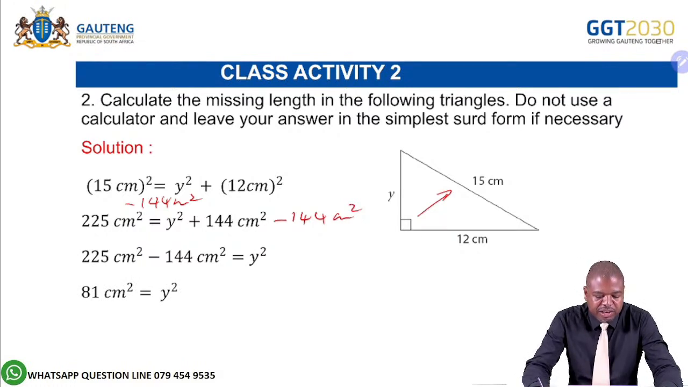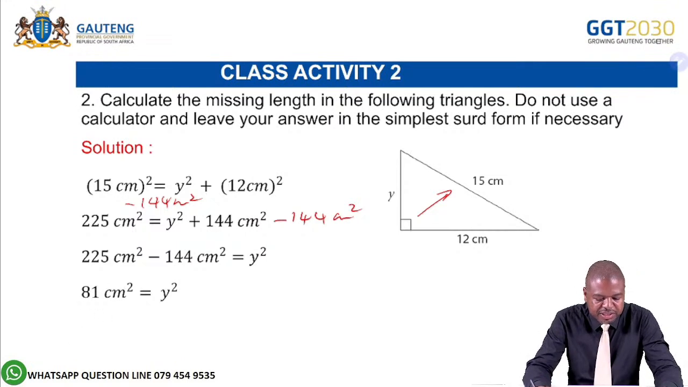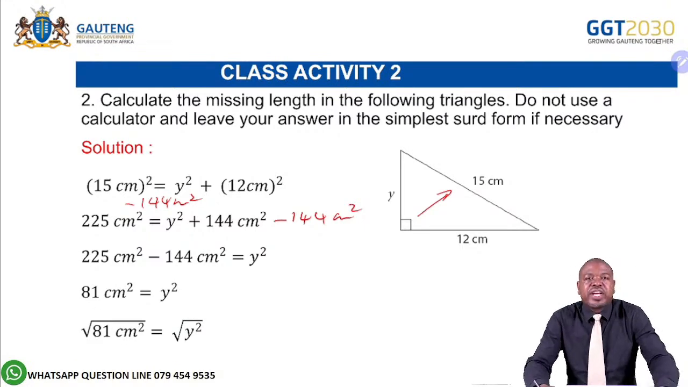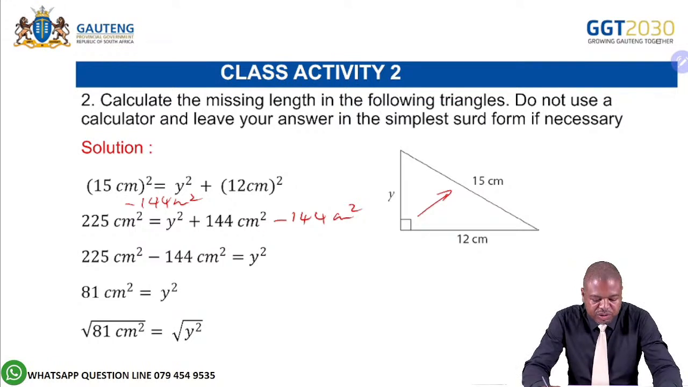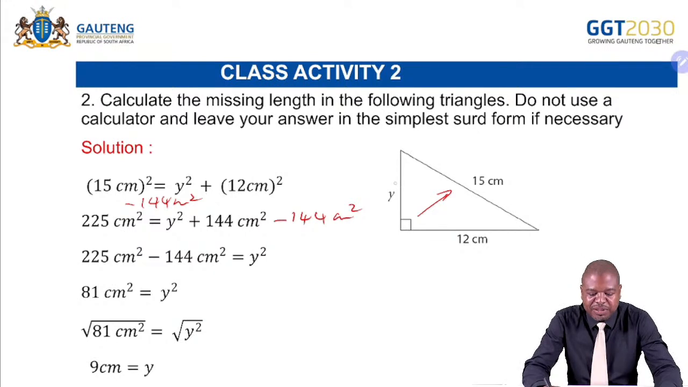And if we apply the square root sign to both sides, we are going to find the square root of 81 centimeters squared and the square root of y squared. The square root of y squared is y, and the square root of 81 centimeters squared is 9 centimeters. So the value of y will be equal to 9 centimeters.